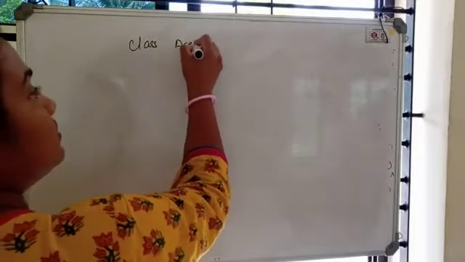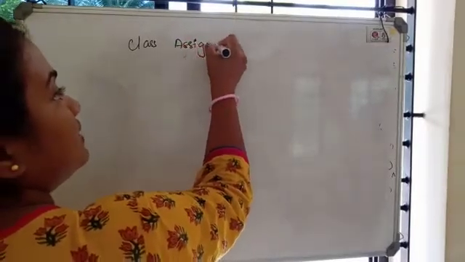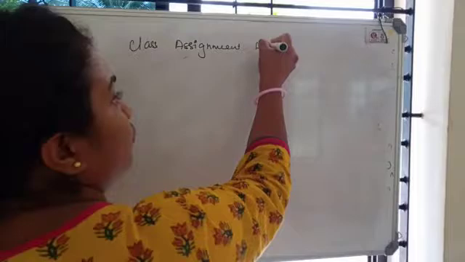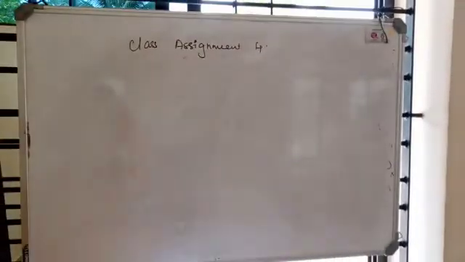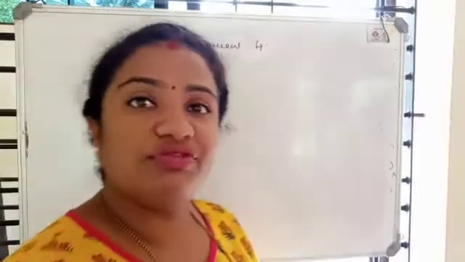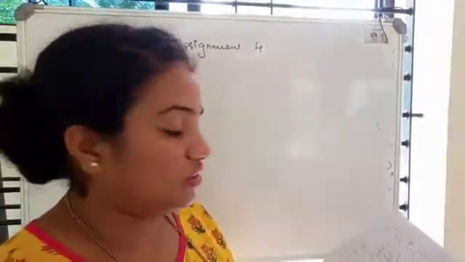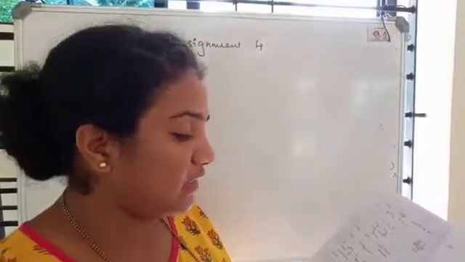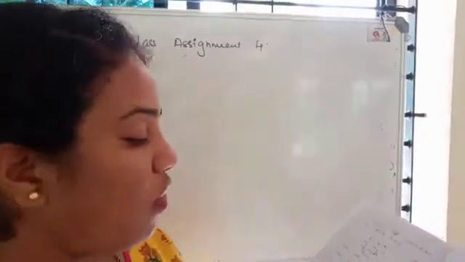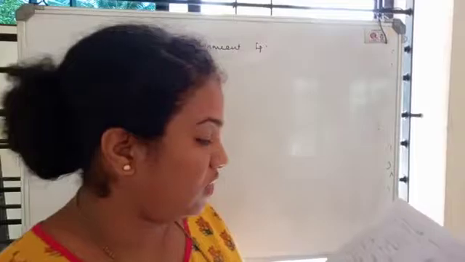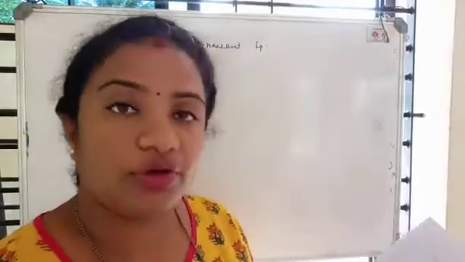Class assignment 4. I'll read the question, then we will solve it together. First question is, a force of 2 dyne acts on a mass of 800 kg. What is the acceleration produced?